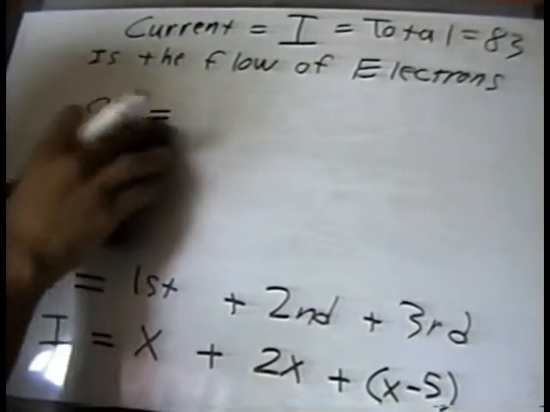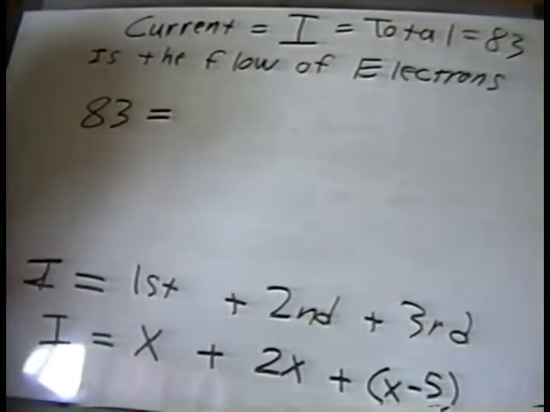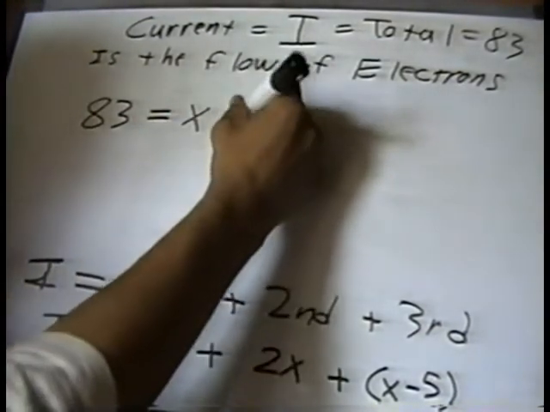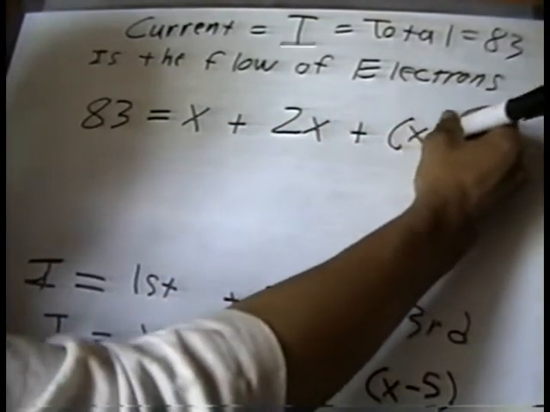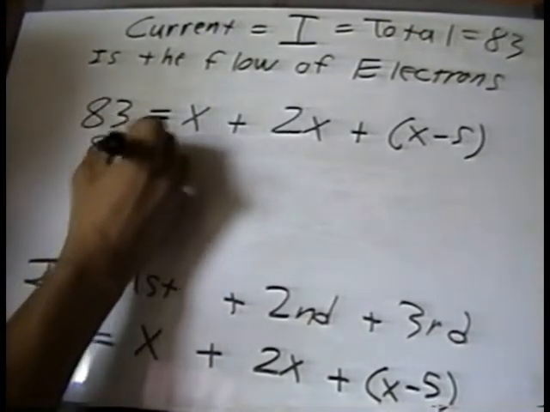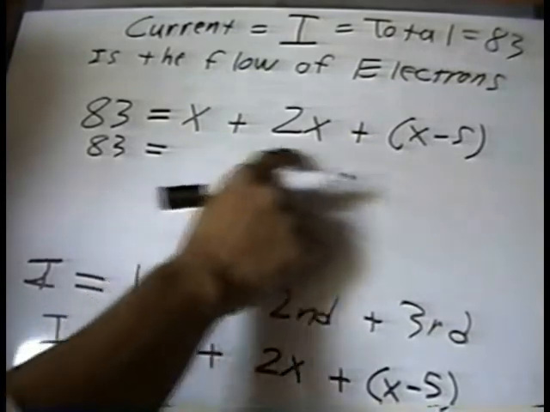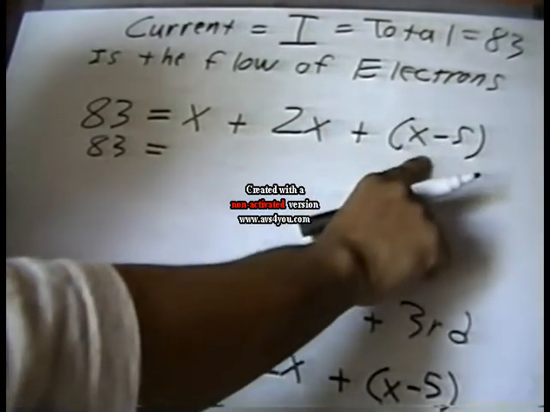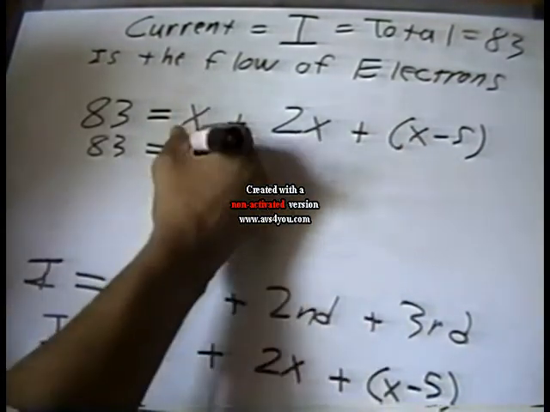But you should always explicitly write your units. If I were doing this problem by itself and I wasn't teaching you, I would write amps in its appropriate place after each value. Now we have 83 equals x plus 2x plus x minus 5.